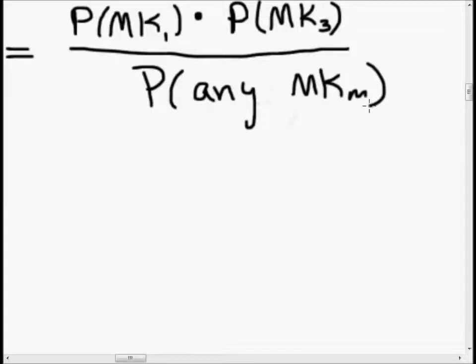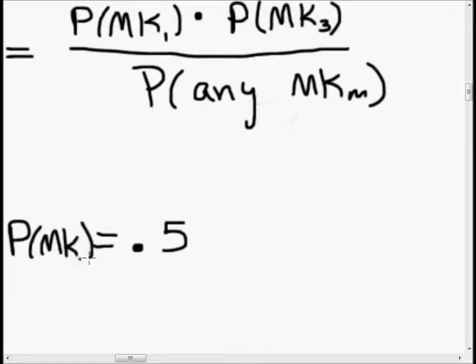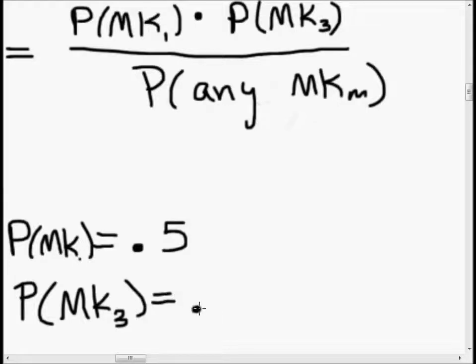Let's break it down. So the probability that he makes his first shot. Well, we know that is 0.5, right? And we know the probability that he makes his third shot, P of MK3, is, let's see, the way we would figure that out, right, is, I'm not going to use points. I'm going to use fractions. This makes the whole thing much less annoying.